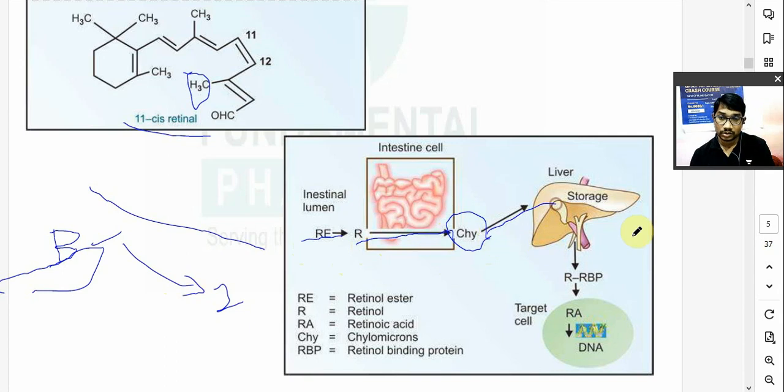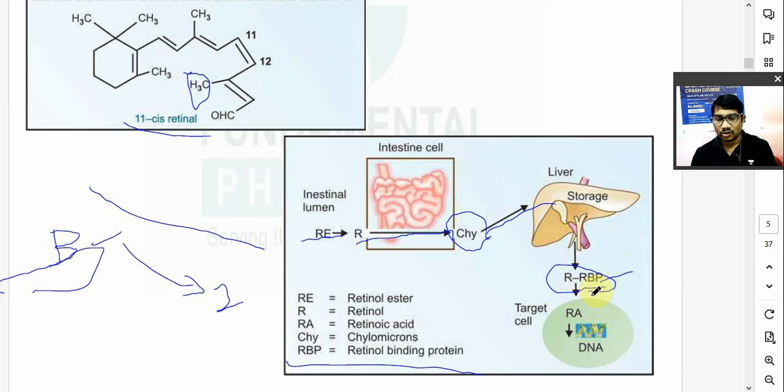So retinol will act on its receptor. Whatever target cells are there, it will act on them. Retinol binding protein will be released, and it will bring about changes in the DNA. It will show its action. That's how absorption and distribution of vitamin A happens. Okay, understand the absorption of the vitamin, particularly vitamin A.